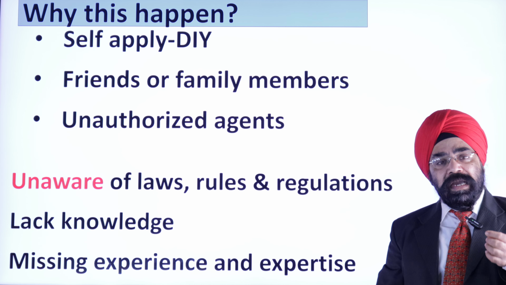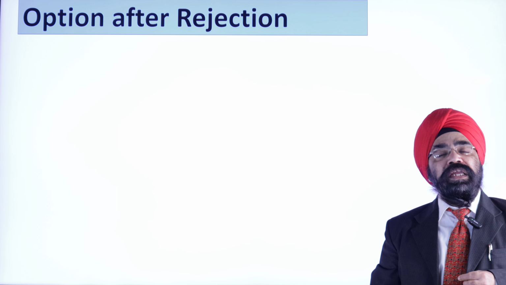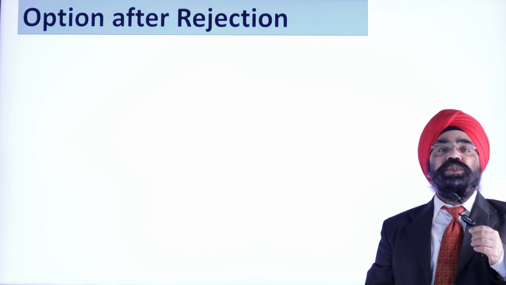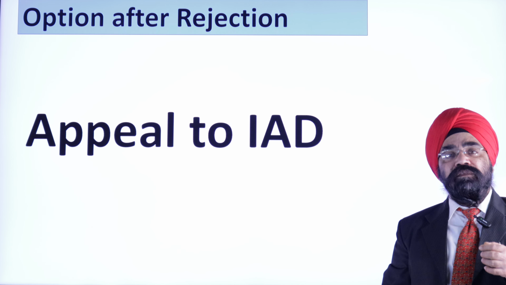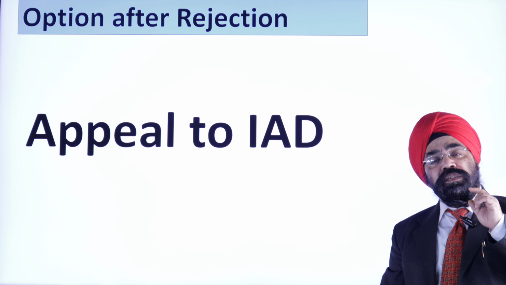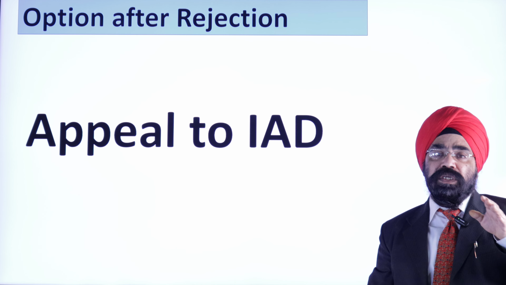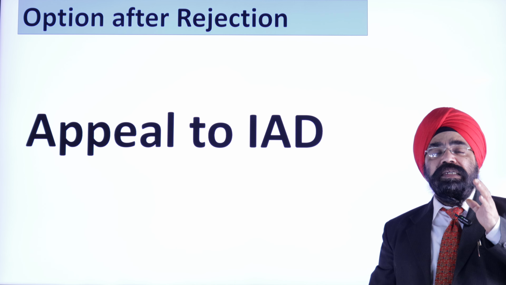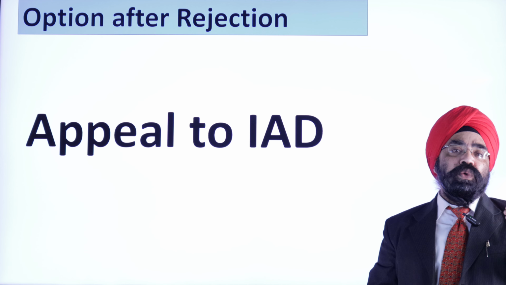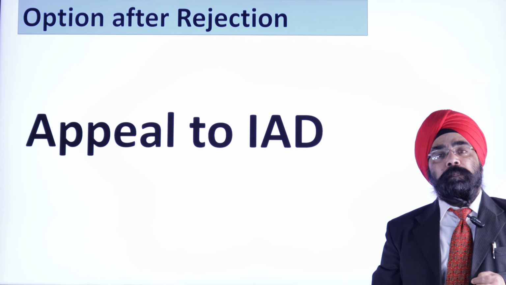Now, another question is, what will happen after the rejection? What are your options? Your only option is to appeal to the IAD, the Immigration Appeal Division. But this is also not for every case. For an inland spousal application, there is no appeal. For outland spousal applications, you can appeal to the IAD.